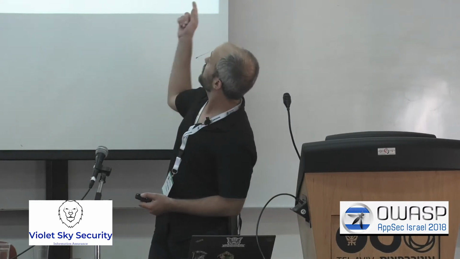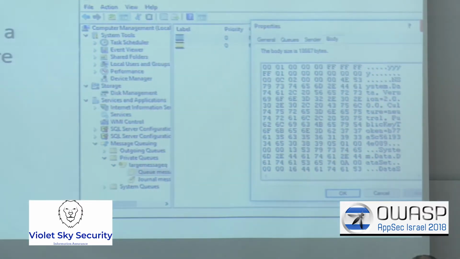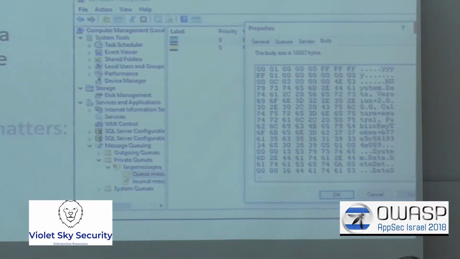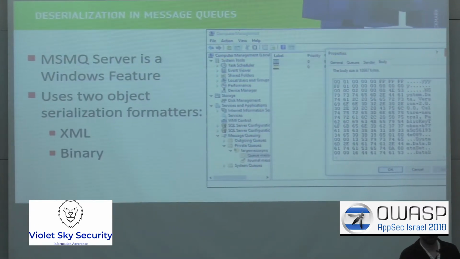NET has MSMQ. That thing is ancient, and very much still in use. It's a Windows feature you all have in your Windows VMs. You don't use Windows, right? Which you can enable. And this is kind of what a message looks like when it's waiting in the queue. You can even recognize some magic strings from .NET, like the culture and public key token. And it uses two formats to perform serialization: XML and binary.